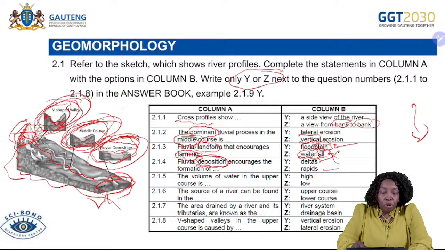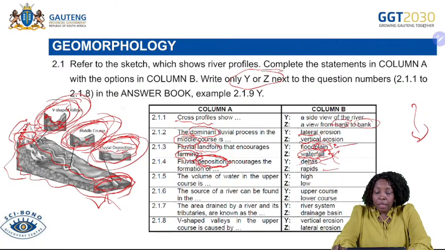So deltas cannot be formed in any of these river course surfaces. But deltas, we find them where? Towards the mouth of the river there. So the process that takes place for us to have the formation of deltas would be deposition. So deposition would be the correct answer there. And then you cannot choose this one. This one is not correct.